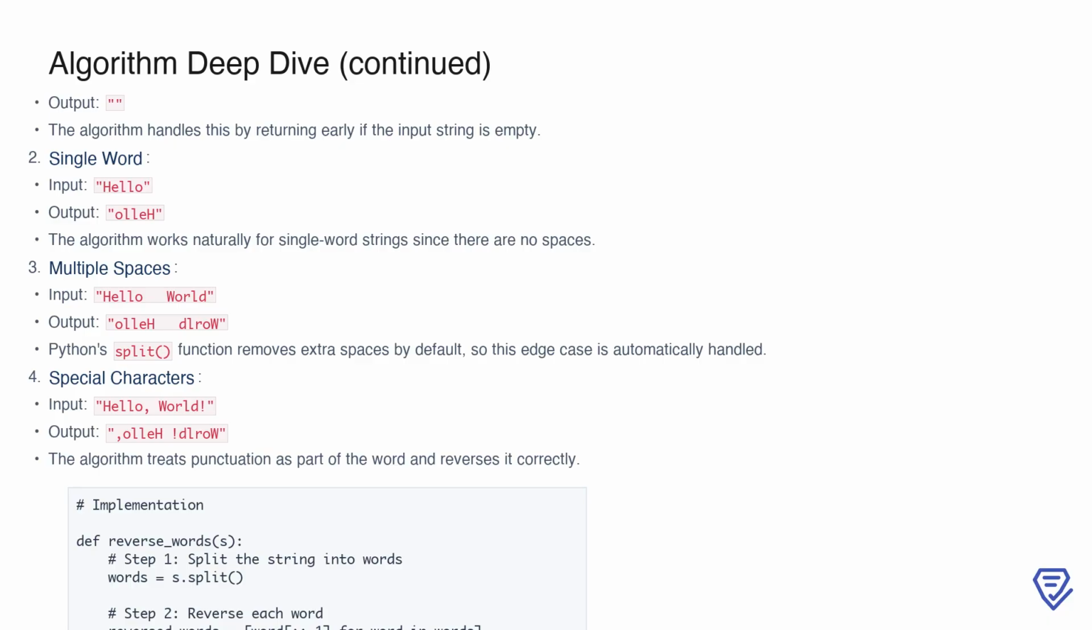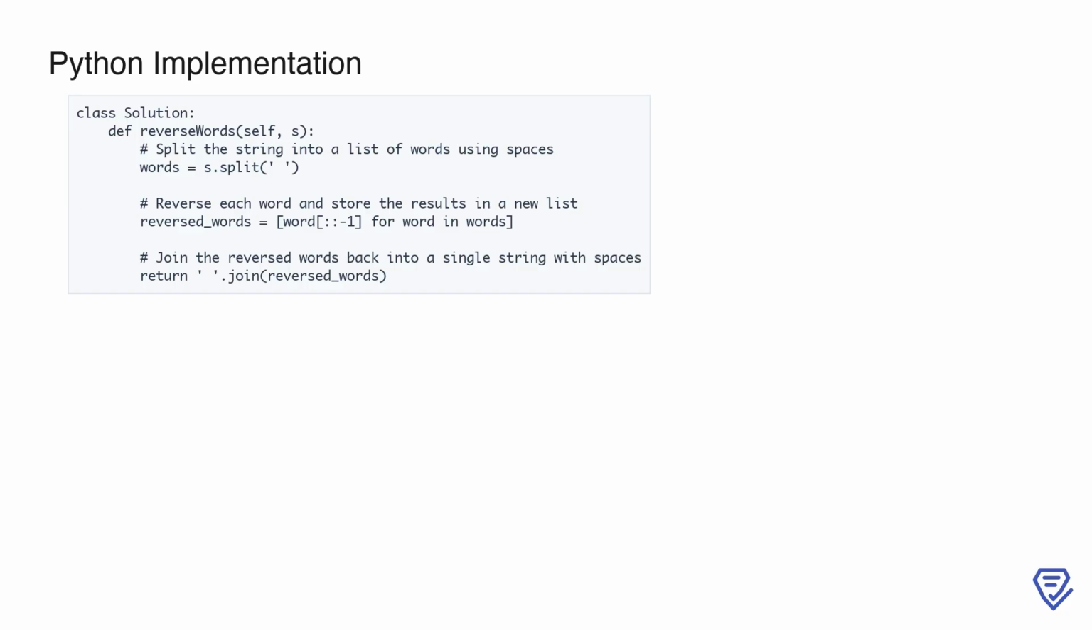Here's the Python implementation. We split the string, reverse each word using slicing, and join the results to produce the desired output. This solution is designed to reverse each word in a given string while maintaining the word order. Let's break it down step by step. 1. First, the input string s is split into a list of words using the .split method. This method separates the string wherever spaces occur, creating a list of individual words.